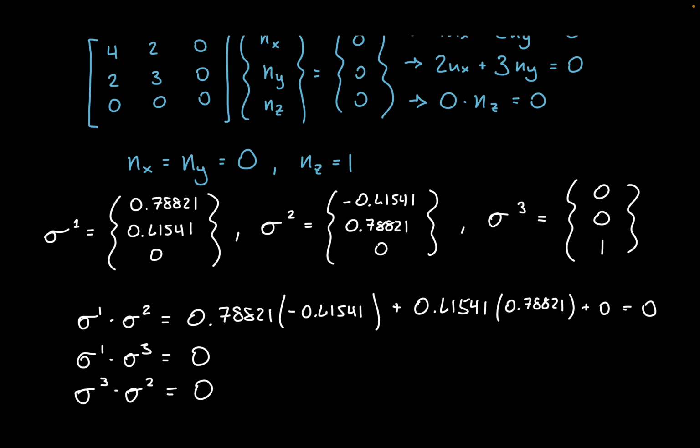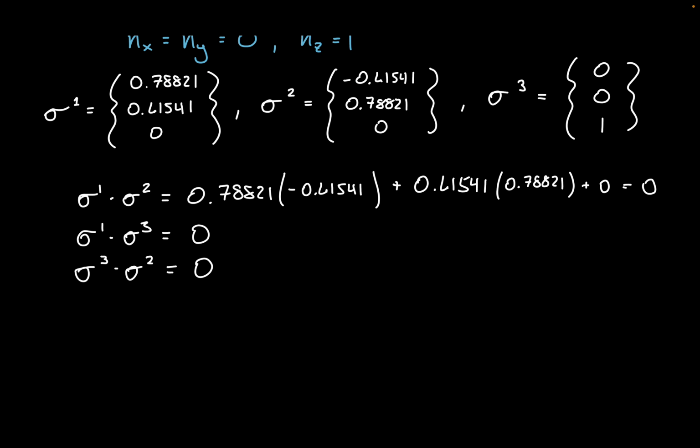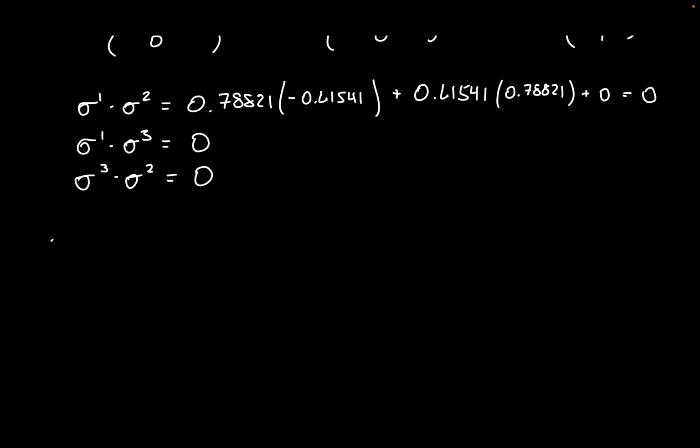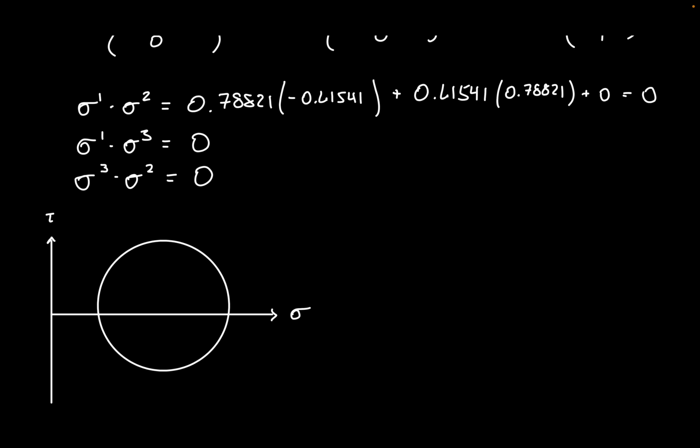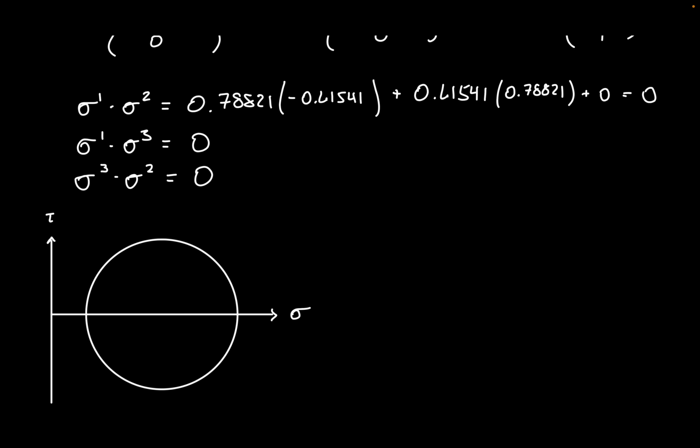So pretty much what we can do, now that we have our eigenvalues and we have our directions, is set up Mohr's circle to then verify our results. So let's do that now. We can start out by drawing a coordinate system, and this will be our shear stress axis. This will be our normal stress axis, and we'll draw a circle here.